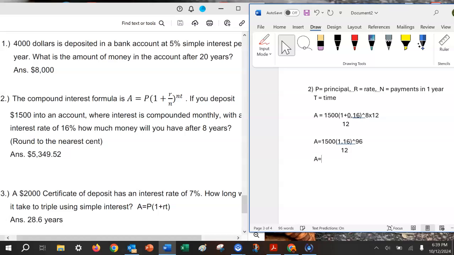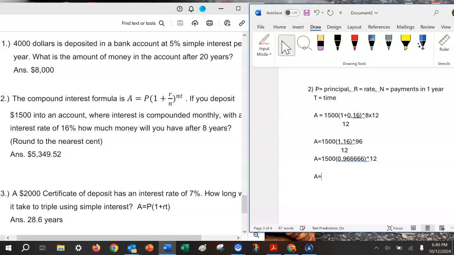A equals 1500, parentheses, 0.16 divided by 12. And I got 0.9666 forever. So this is where we're going to get our somewhat of an error. Pull this to the 12th power.